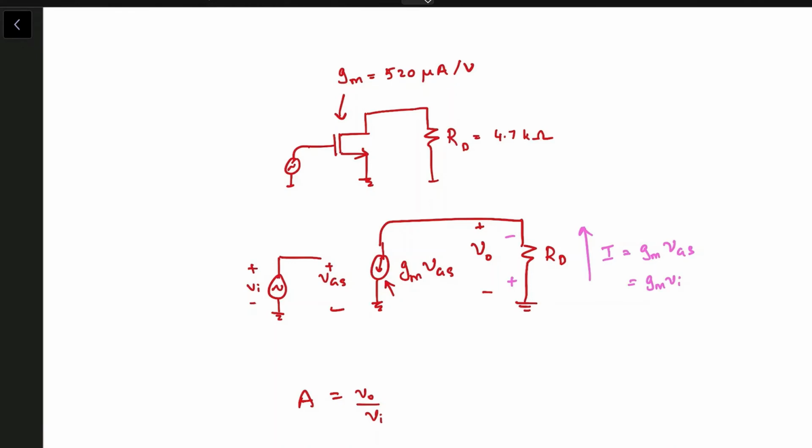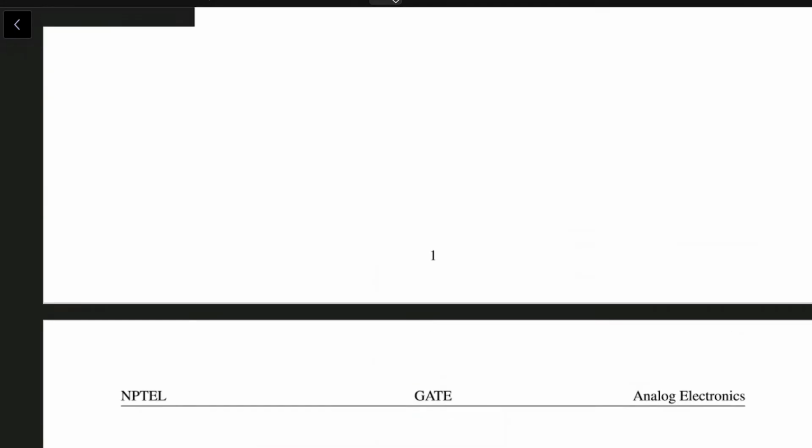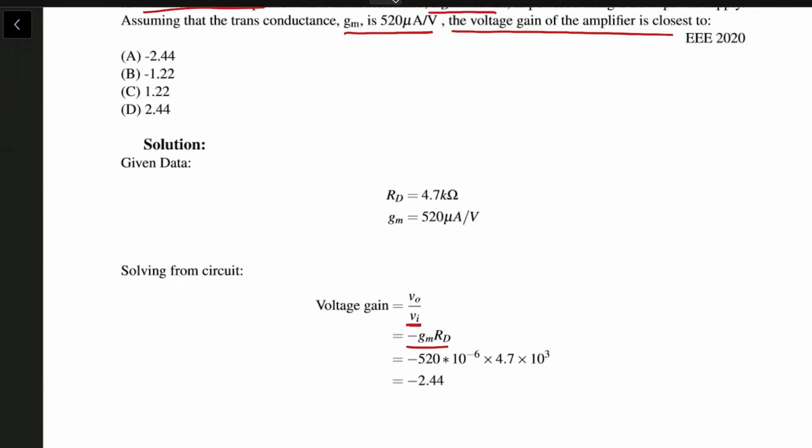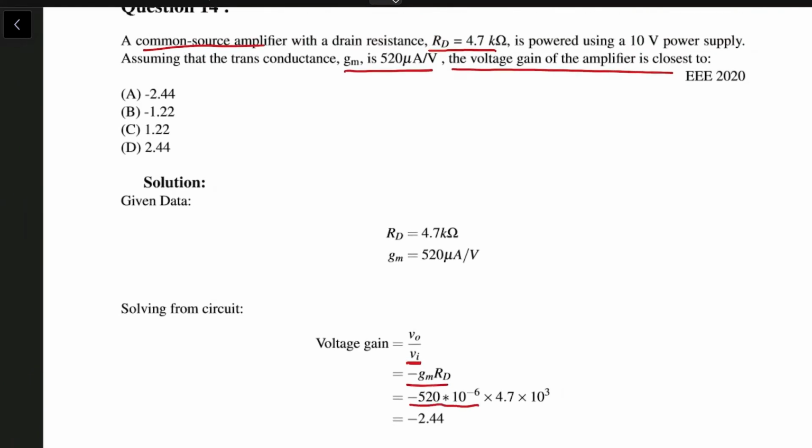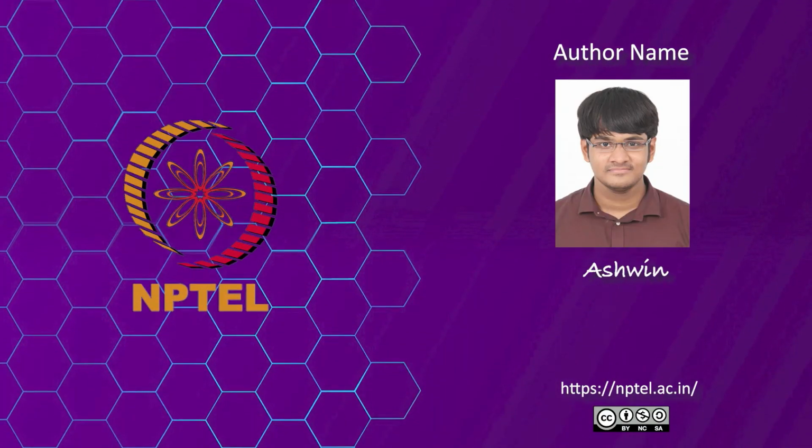Let's say that voltage drop will be I RD. But since V out has the opposite polarity of that voltage drop, we say V out is minus I RD, which is equal to minus GM Vi RD. And since A is equal to V out by V in, this is equal to minus GM RD. So the voltage gain V out by V in is minus GM RD. Substituting 520 micro and RD is 4.7 kilo, we get a value of minus 2.44. Thus the answer is A.